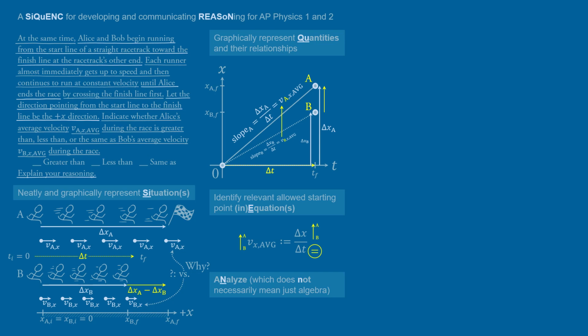We document this finding in the sketch of the situations by ensuring that the illustration of Alice's velocity vector is longer than the illustration of Bob's velocity vector. We place a check mark in the option that indicates that Alice's average velocity is greater than Bob's average velocity.